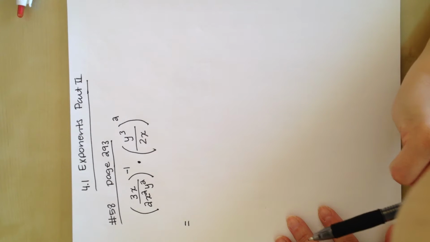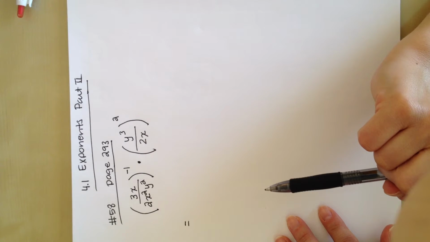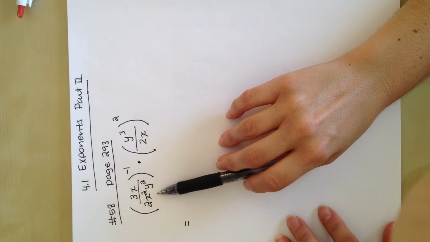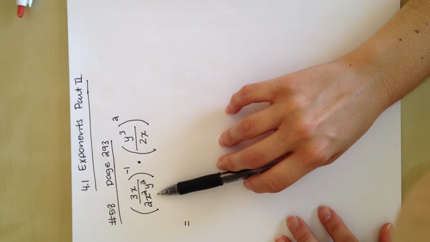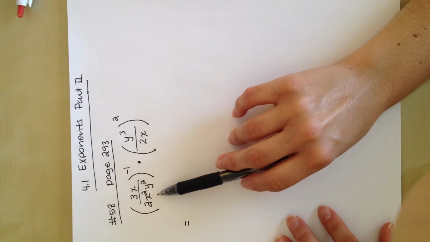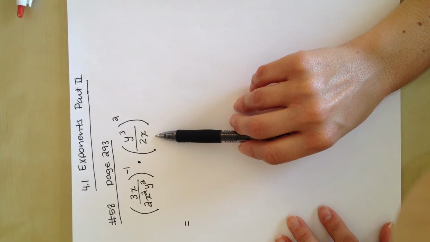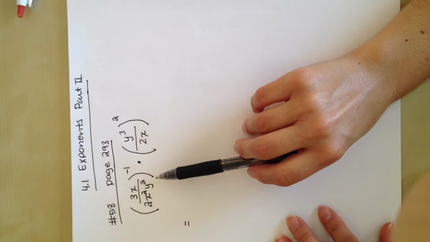You want to start by looking to see if you can reduce the fractions. For example, if I'm looking at the first fraction, I know I can reduce the x's. You can use the quotient rule. If you look at the second fraction, we cannot reduce it. So let's start by reducing.